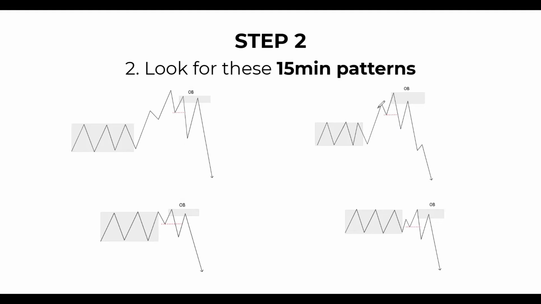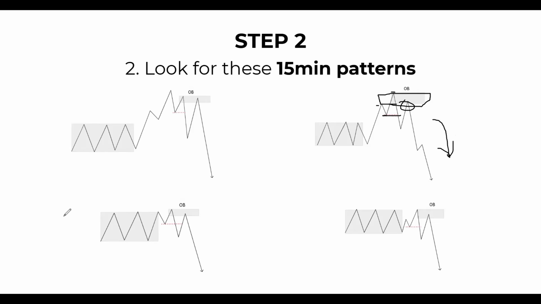So price breaks out of the consolidation, forms the high, forms a low, forms a higher high, and then comes and breaks this low here, giving you a break of structure. Price is going to come back to retest the order block that is around that area, and then it's going to go down for the reversal.